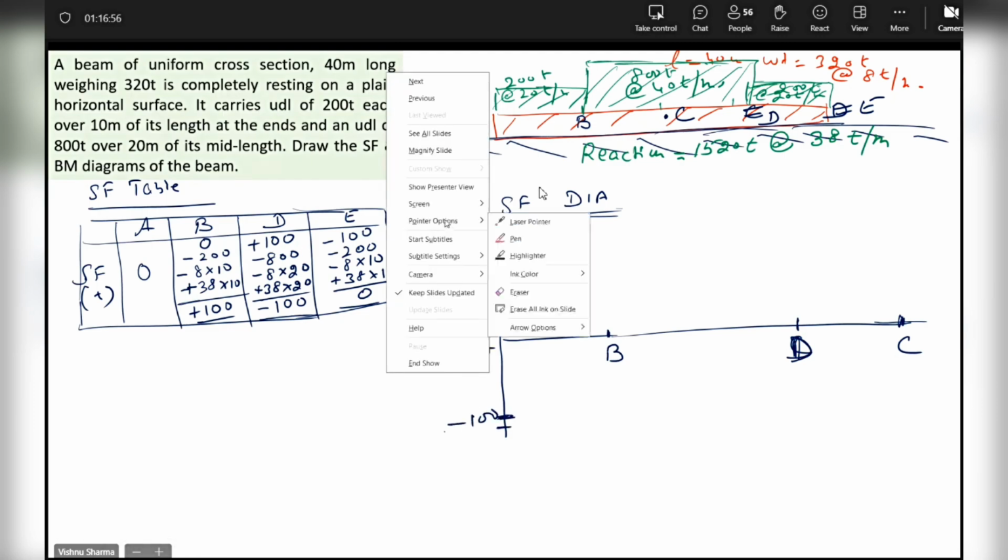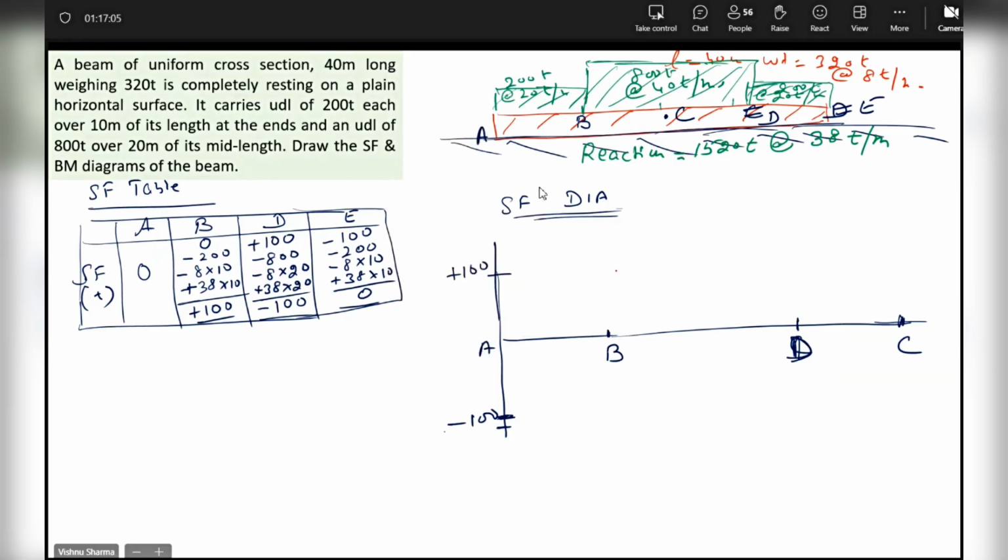Now look at the diagram again, beta. Can you confirm if all changes from A to B are at a uniform rate? From A to B, there were 3 forces: weight of the beam, 200 UDL, and reaction. All are changing at a uniform rate from A to B. So the resultant from A to B will change at a uniform rate. Likewise, B to D, everything is changing at a uniform rate. So the change will be uniform, and hence all will be joined by straight lines.